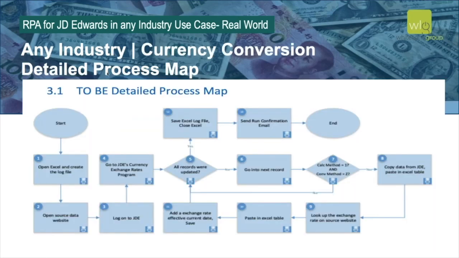I'll go over a little bit more in detail what that process is. Basically it starts by opening an Excel file. It creates a log, saves it in a folder. It opens up the source website that has the conversion rates available, and logs into JD Edwards, goes into the currency exchange rate application at P0015A, I believe, and it updates all the records in that application. So how does it do that? It goes into that record, it identifies if it is calculation method 1 and conversion method Z. Those can be changed. This is the bot that we created based on those requirements.